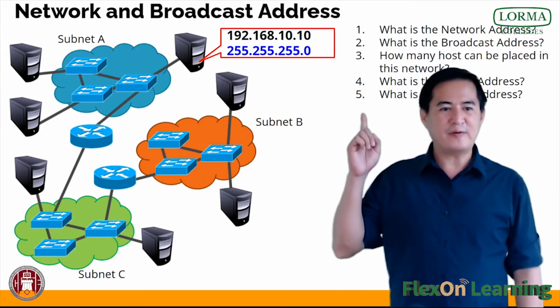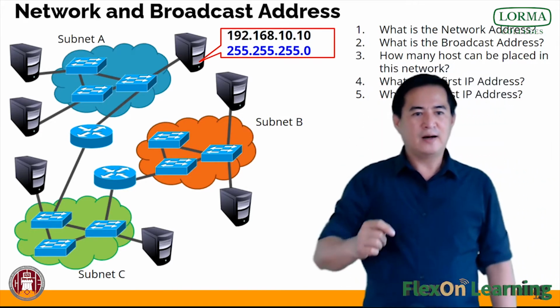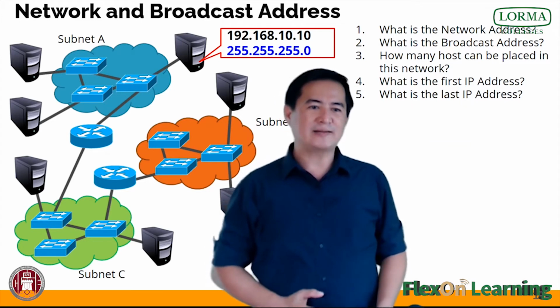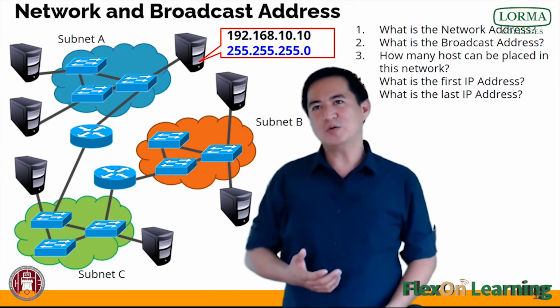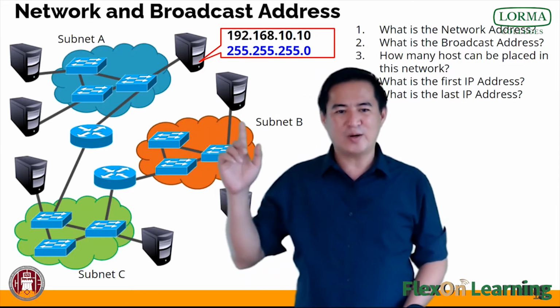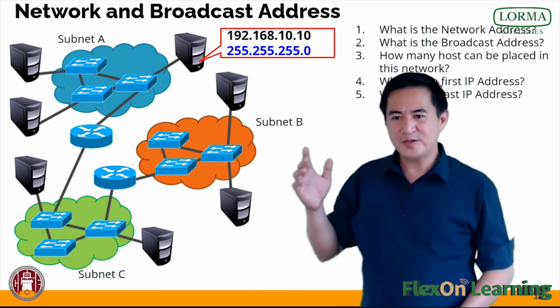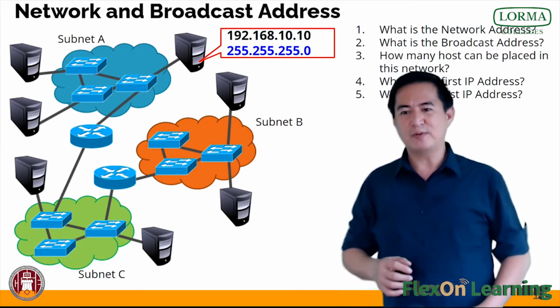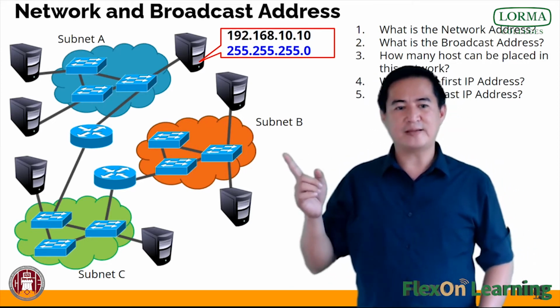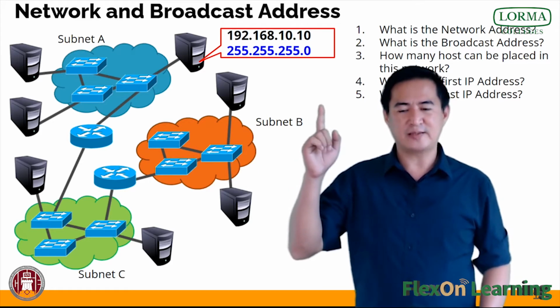So let's have the five questions in mind. What is the network address? What is the broadcast address? How many hosts can be placed in one network? And what is the first usable IP as well as the last usable IP? You should be able to compute these given some values like this one.